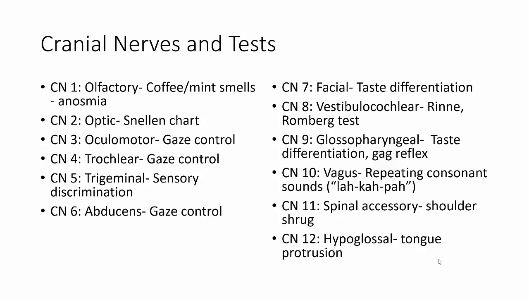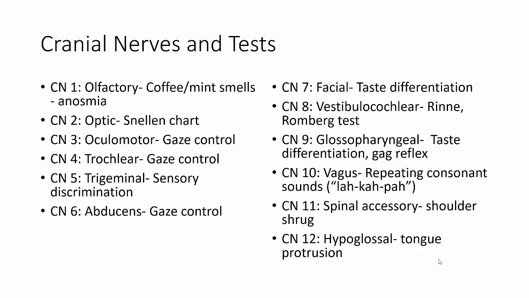Cranial nerve 3 and 4, the oculomotor and trochlear, they're looking for your gaze control. So that's when you follow the pen or follow their finger. And cranial nerve 6, the abducens as well. Cranial nerves 3, 4, and 6 are often grouped together because they are the ones that are responsible for the movement of your eyeball. Cranial nerve 5 is the trigeminal nerve, so they will make sure that you can discriminate sensory points on your face.